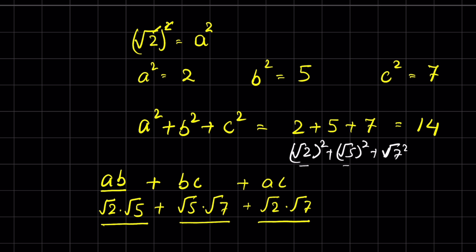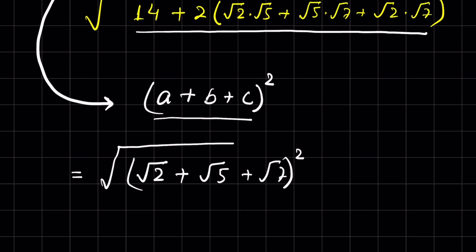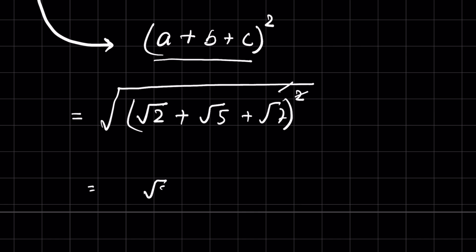Then it is a square plus b square plus c square, and then it is equal to 14. Then it is under square root. Now remove the square root with this square. So the answer is square root of 2 plus square root of 5 plus square root of 7.